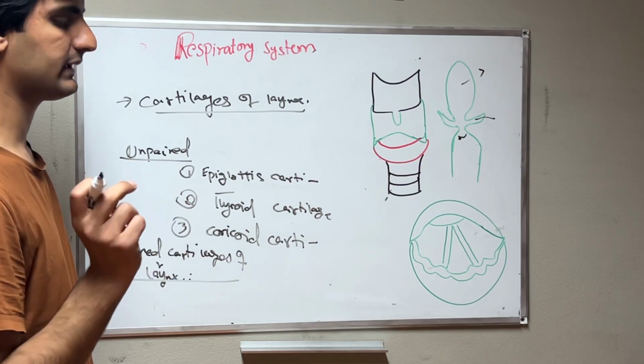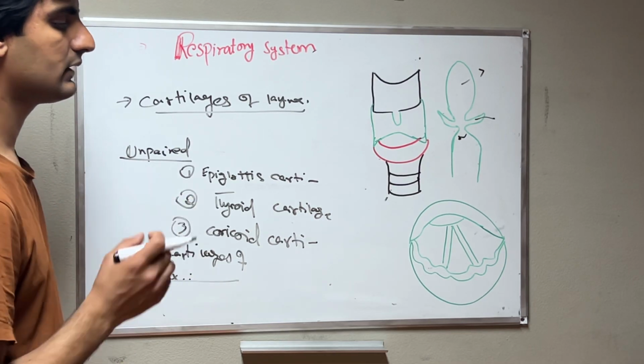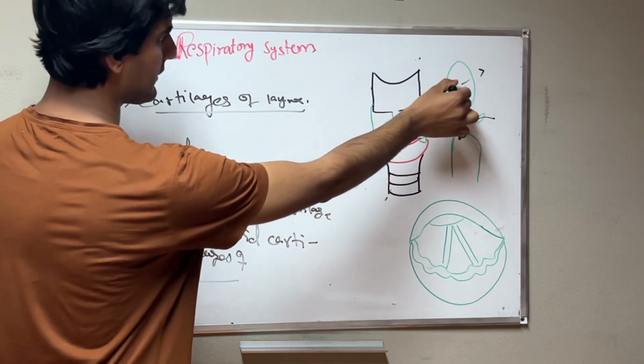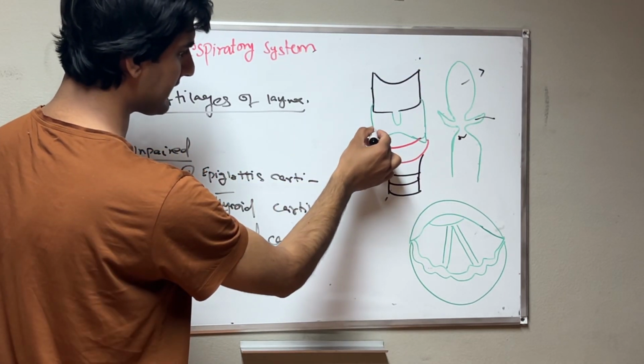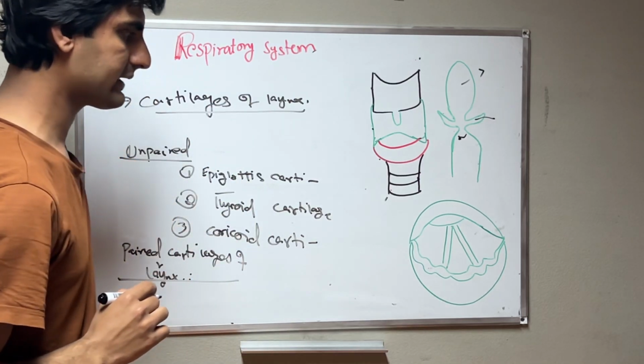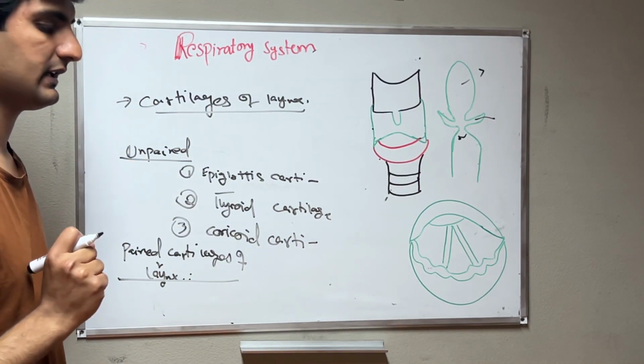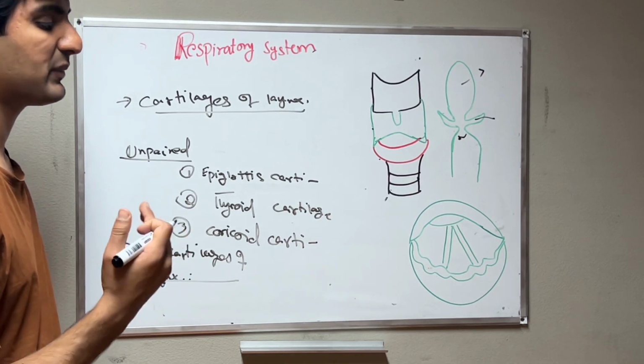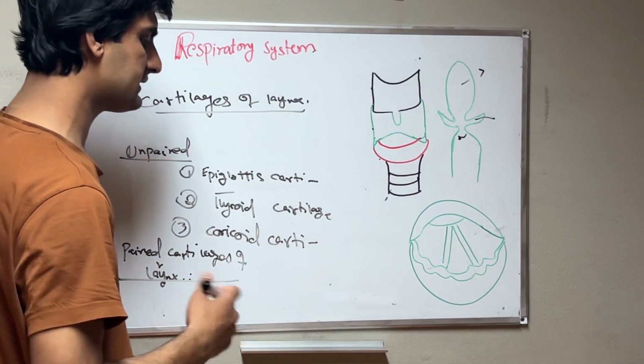Each of these is only one cartilage located in the larynx. This is the epiglottis, from the anterior. Here is the thyroid cartilage, and this is the cricoid cartilage. These are the unpaired cartilages of the larynx. And the others, we have six in total: three unpaired and three paired.